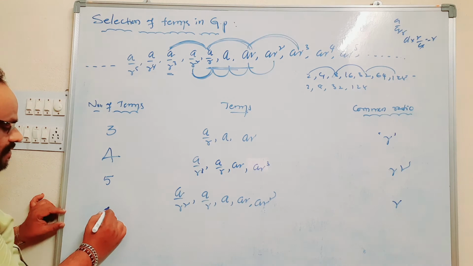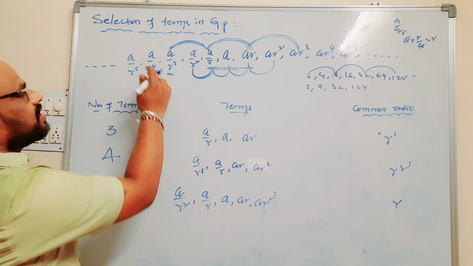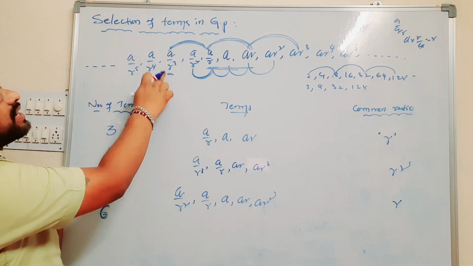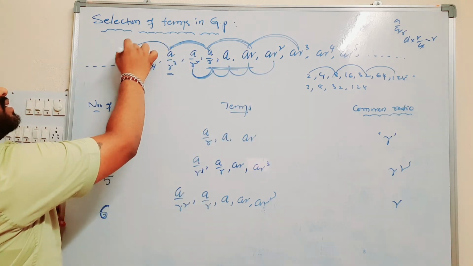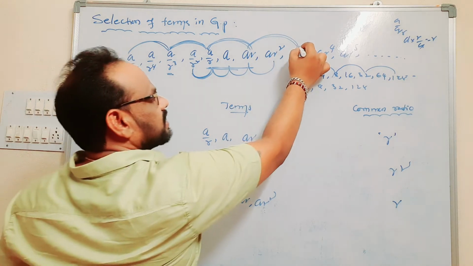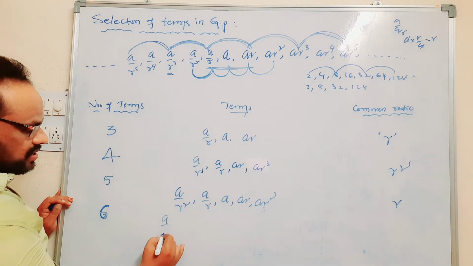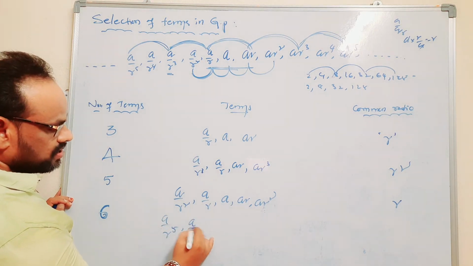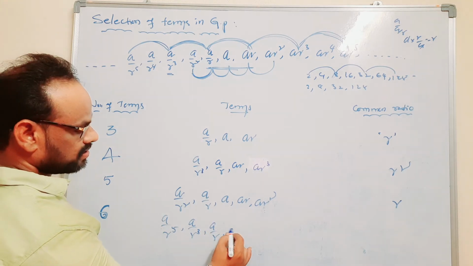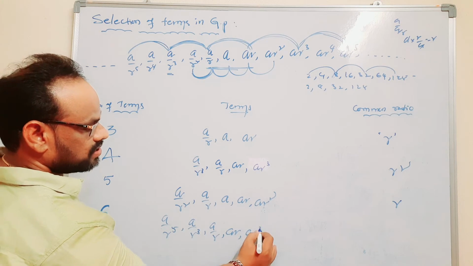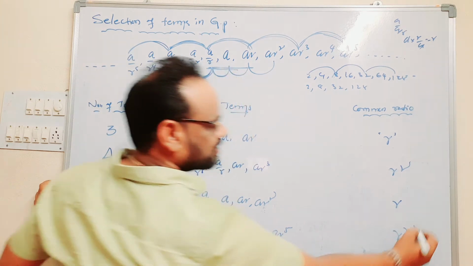We want the number of terms as 6. Observe here, if you select the 4 terms, that is A by R cube, A by R, AR and AR cube, next extend this one here, A by R to the power 5, and extend on the other side also, AR power 5. That is A by R power 5, A by R cube, A by R, AR, AR cube, AR power 5 with common ratio R square.